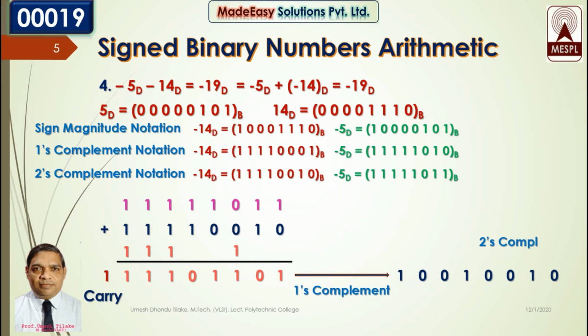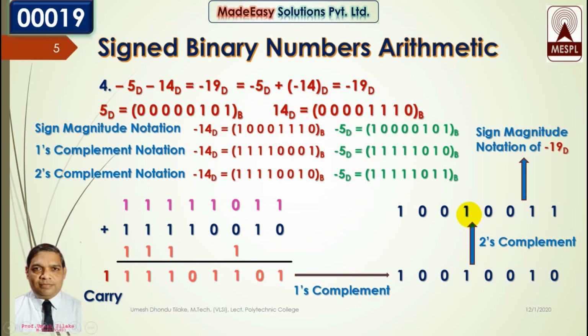Now find its 2's complement. So add 1 into this LSB. So we'll get 0 plus 1 is 1. So this LSB will change to 1. So we will get 1 0 0 1 0 0 1 1, and it is sign magnitude notation of minus 19. You can add the weights of the bits which are 1. Weight of this bit is 16, weight of this bit is 2, and weight of this bit is 1. So 16 plus 2 plus 1 is 19, and this bit indicates negative sign. So it is minus 19.